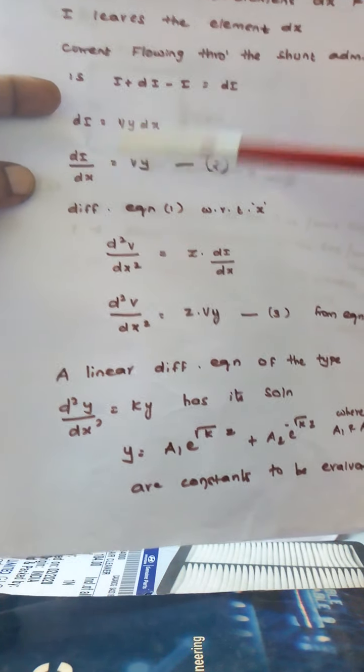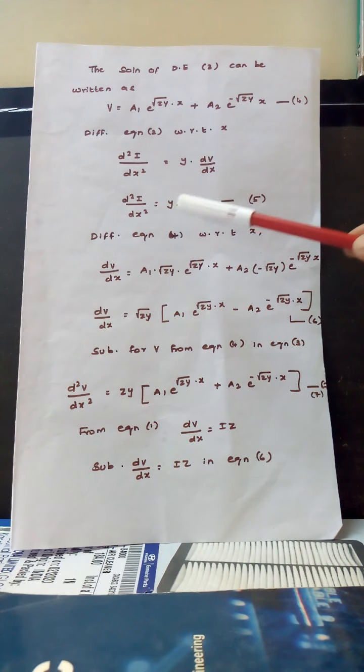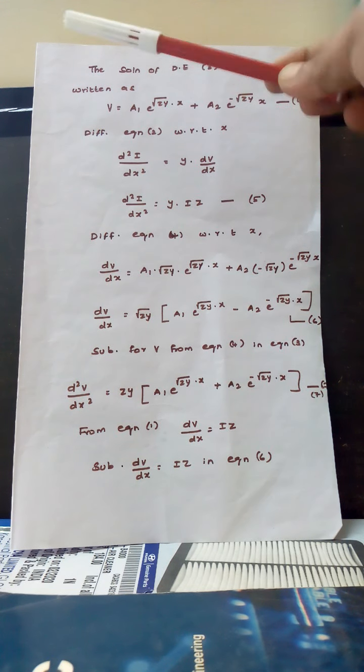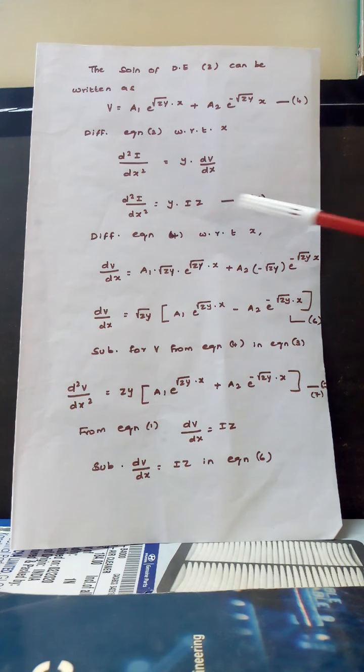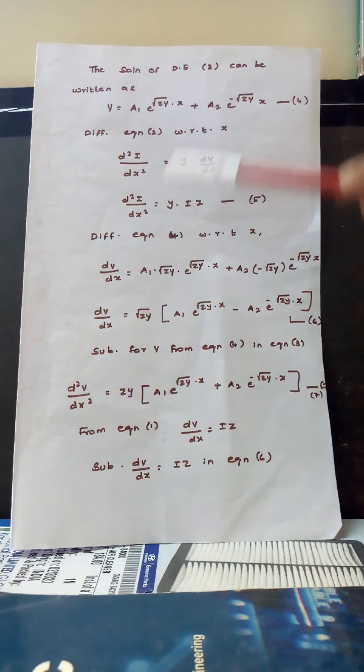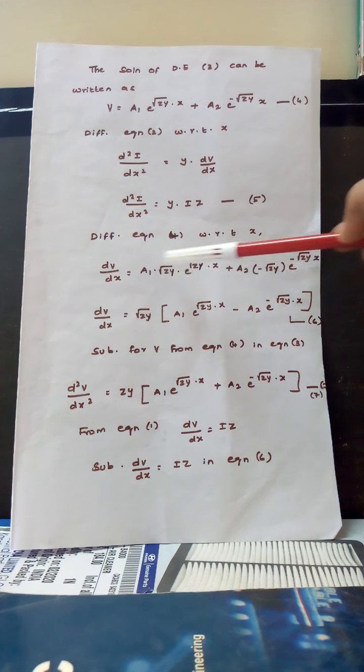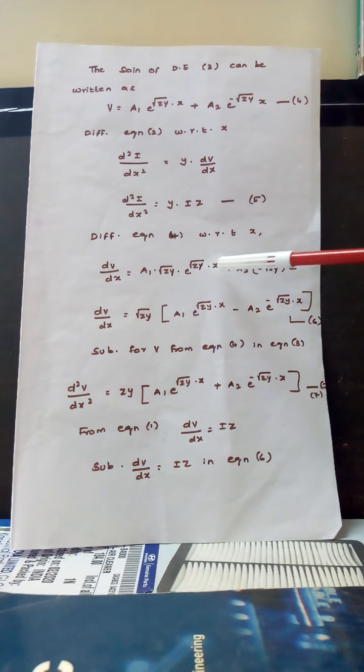If you differentiate this, we'll get d²I/dx² equal to y into dV/dx, correct? The dV/dx we already know is I into z. So this we can consider as equation number 4. Now this equation number 4 we are differentiating with respect to x. So if you differentiate, we'll get dV/dx equal to a1 into, with respect to x, root of zy into e to the power of root of zy into x, plus a2 into, if you differentiate, minus root of zy into e to the power of minus root of zy into x, correct?